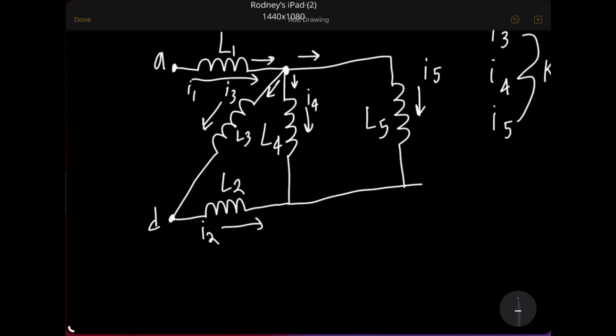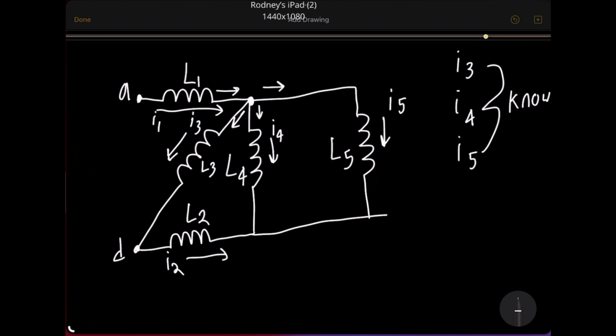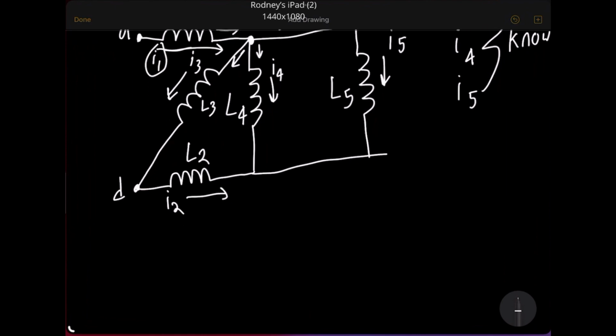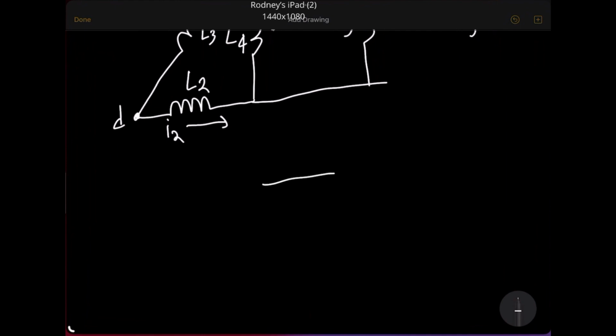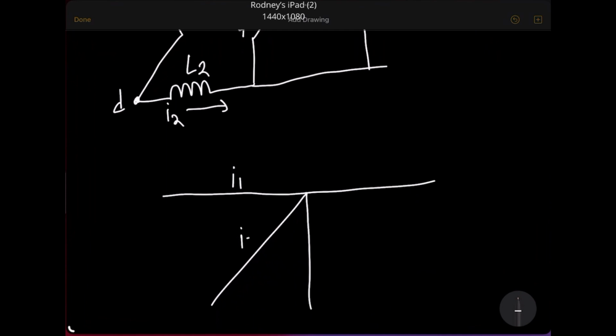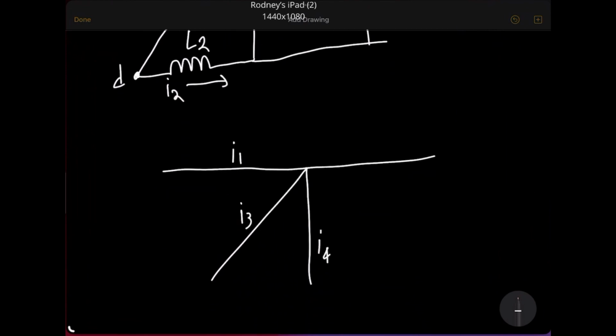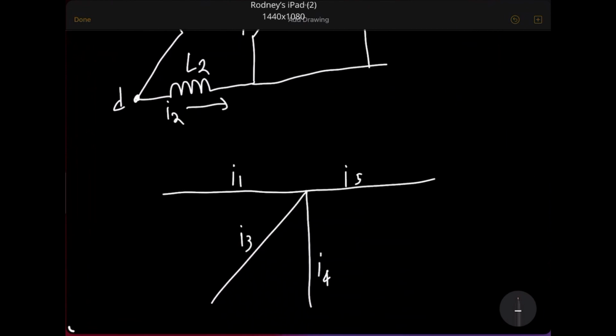So I'll try a little KCL for this. Right. So I3, no, my bad. I1 is coming in up top here. This is I1. So basically we're going to have something like this. Let me draw something better. So we have I1, I3, I4, and I5, and their directions are as shown.